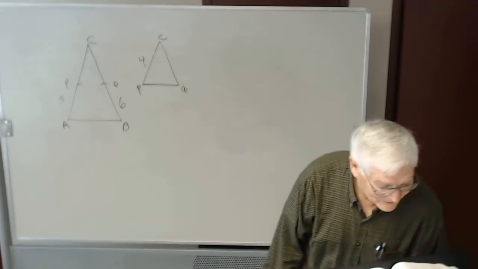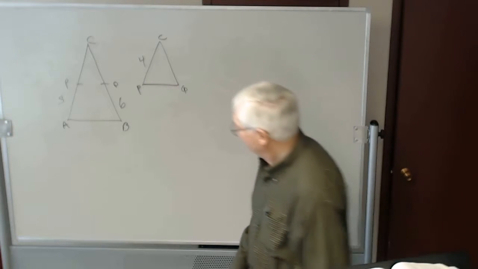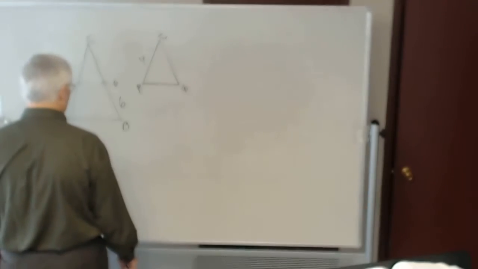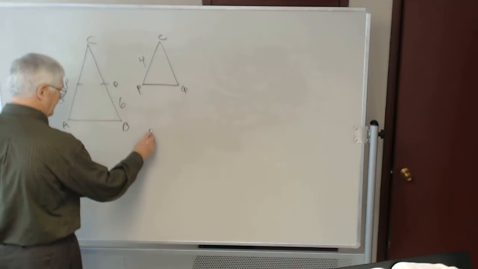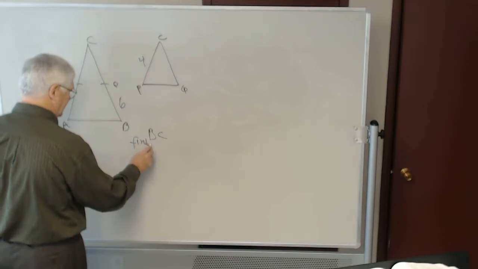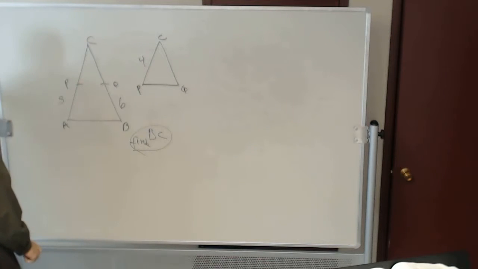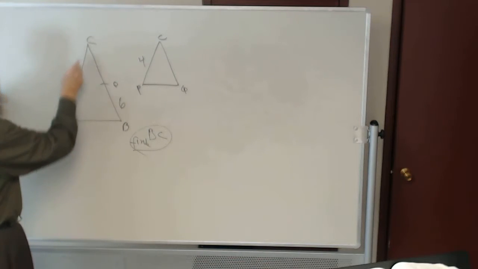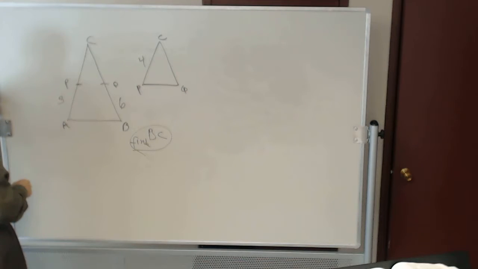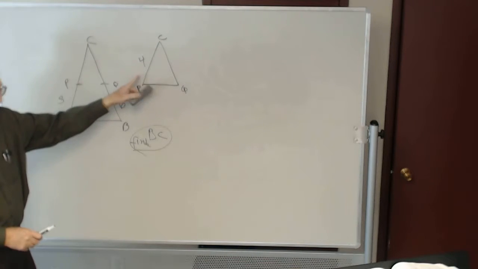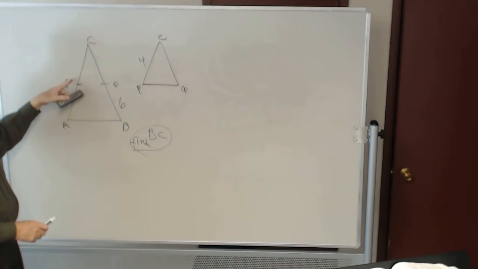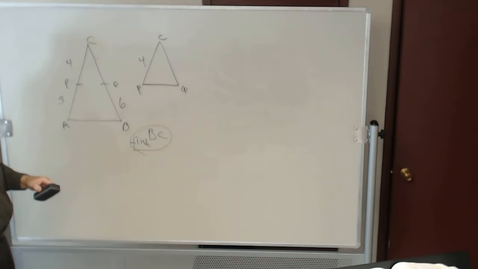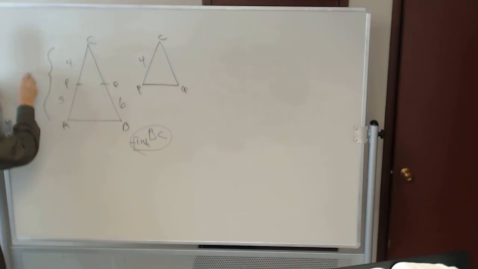So now we have these two pictures. And what are we trying to find? They want you to find BC. Well, if this is 4, what's this? PC is 4 here. We're trying to find BC though. But now this whole thing is 7, right? Yeah.